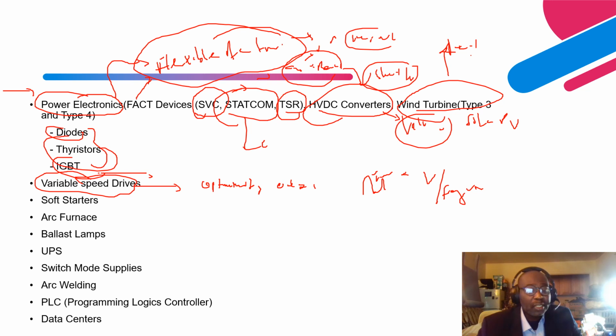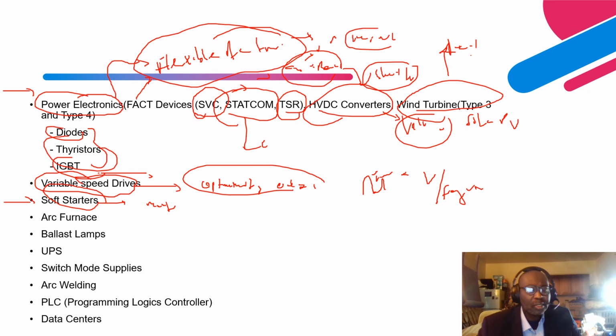Basically results in the emission of harmonics. Okay, next is soft starters, right? As you know, to mitigate inrush to motors, we use soft starters.